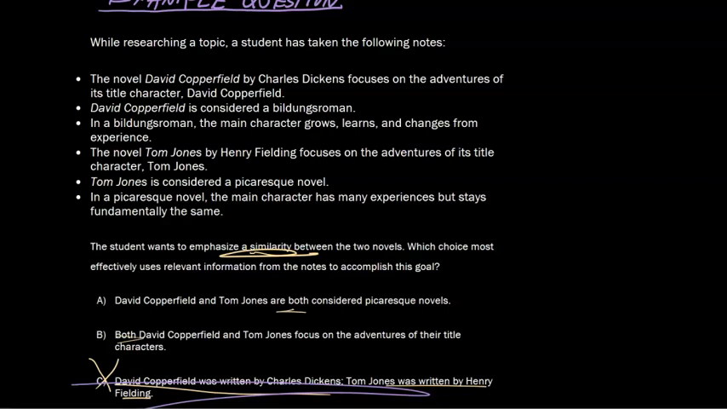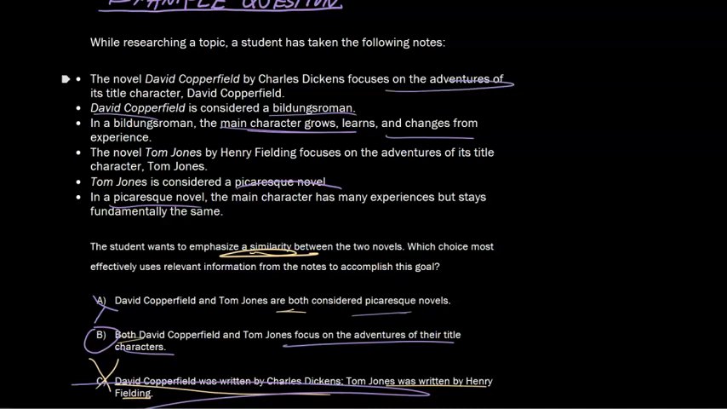So let's take a look at picaresque novels or whatever. I don't even know how to pronounce it. Doesn't matter. Okay. This one says David Copperfield is a Bildungsroman. Well, only Tom Jones seems to be a picaresque novel. So A is wrong. We know it must be B. But let's see. Both of them focus on the adventures of their title characters. Let's see. David Copperfield is the main character. Grows, learns, changes from experience. We're focusing on the adventures of the title character. This one's also focusing on the adventures of its title character with the main character. So we know it's B.